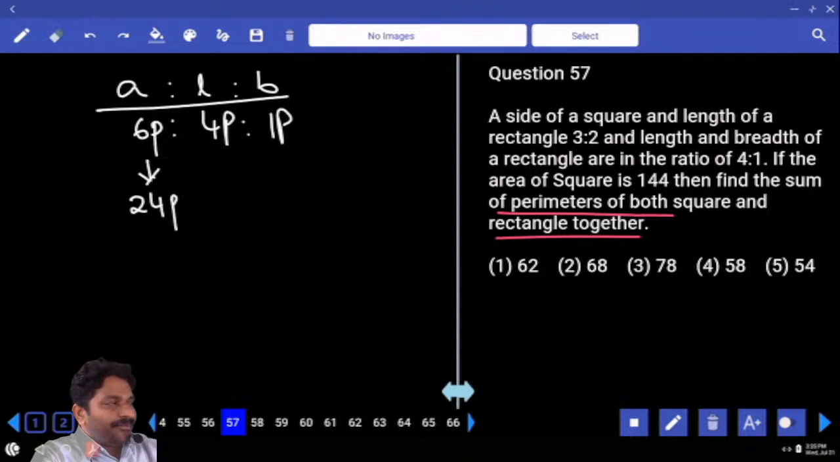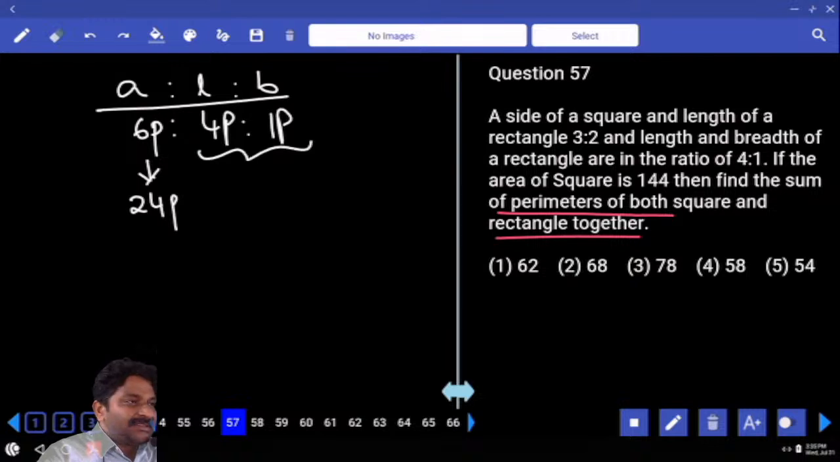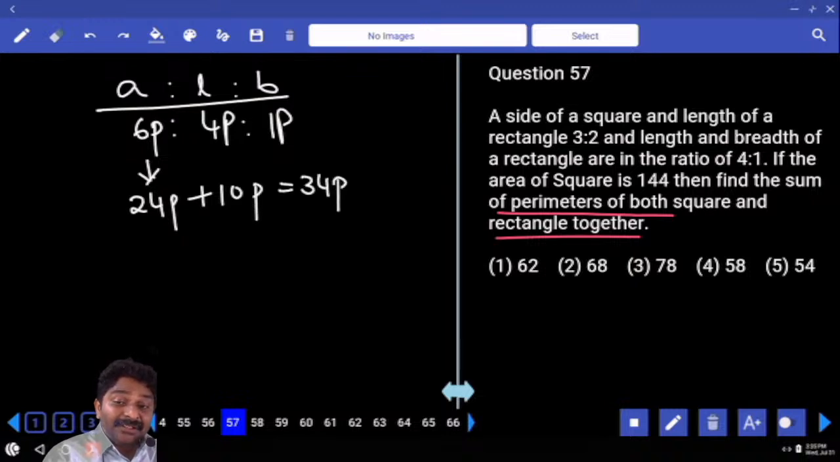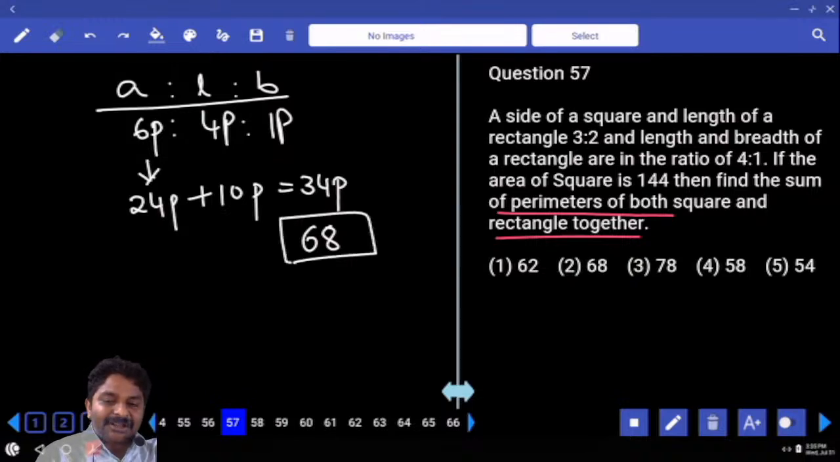If you know only this data, the side of the square is 6 parts. Perimeter 4a, which is 24 parts only. L plus B is 5 parts. Perimeter 2 times of L plus B is 10 parts. Then what is your answer? 34 parts, in the sense 34 multiple only. 34 multiples, 34 is not there in the options. 68, do you have that in the options? Yes. Next multiple is 102, right? Do you have an option with a 3-digit number? No. So the only possible 34 multiple is 68. That is the final answer.